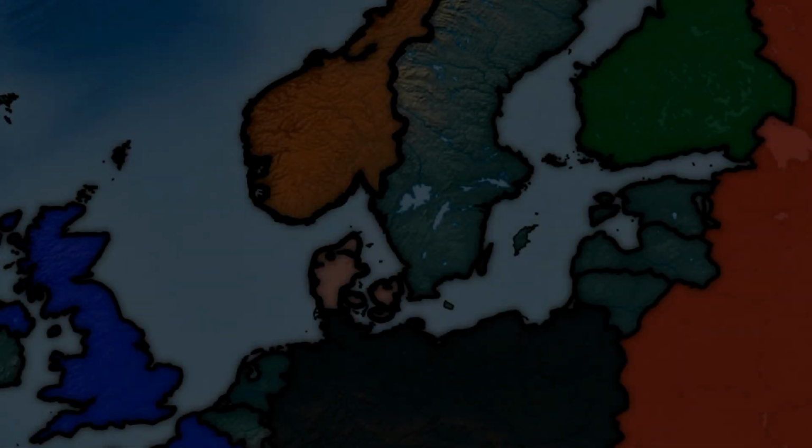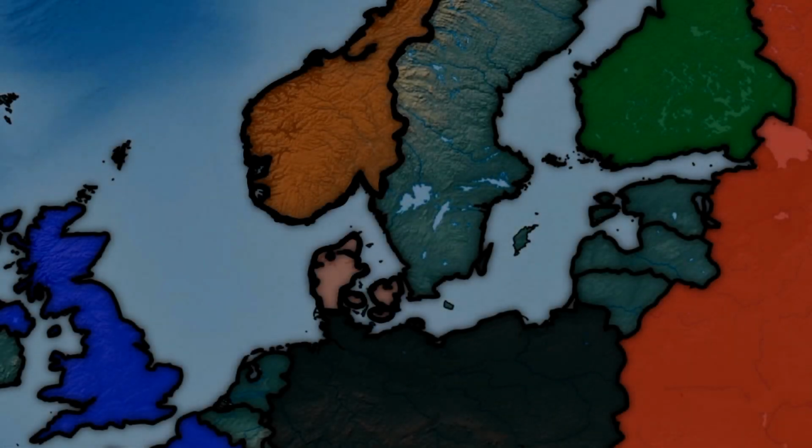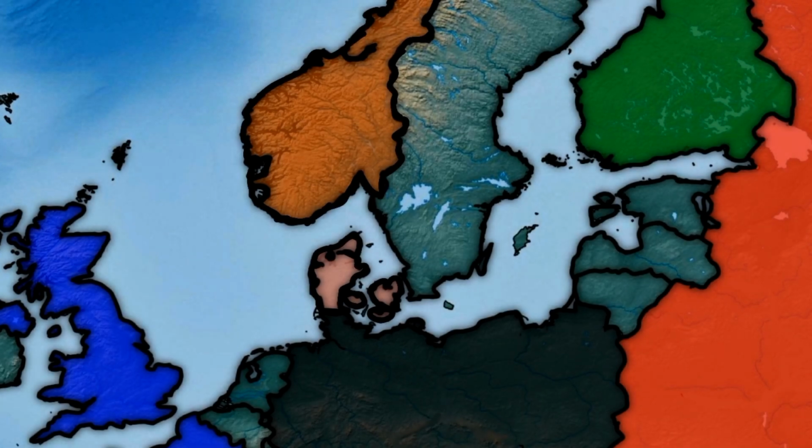Operation Weserübung, also known as Germany's assault on Denmark and Norway during the Second World War, started on April 9th and was the opening operation of the Norwegian campaign. And today we are going to see how it happened.